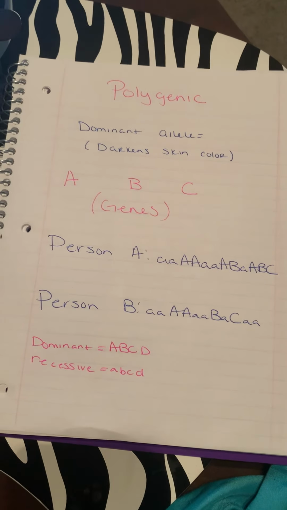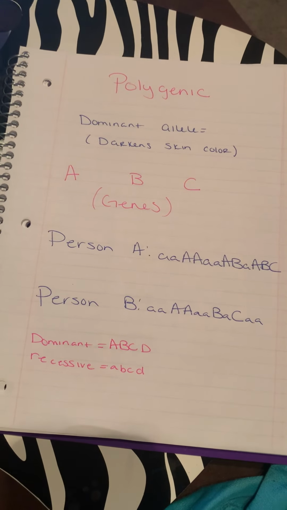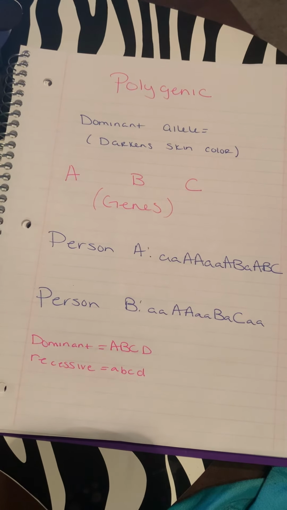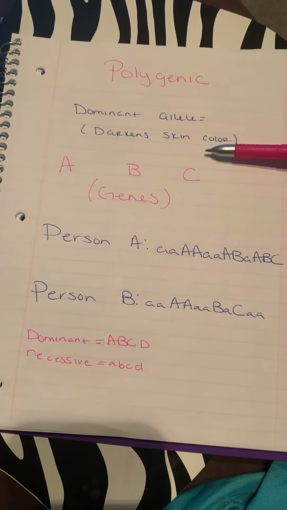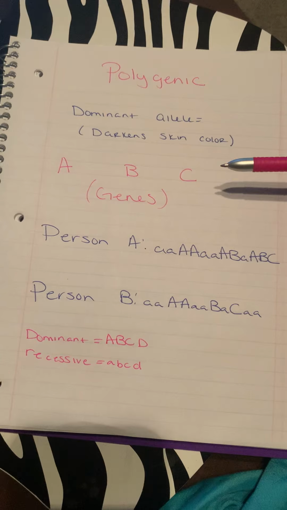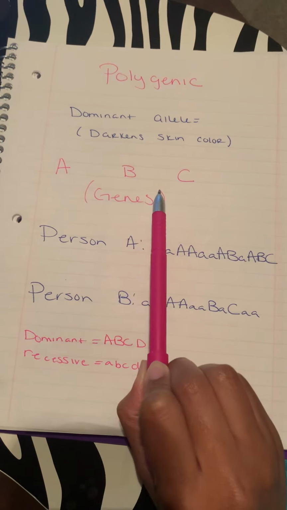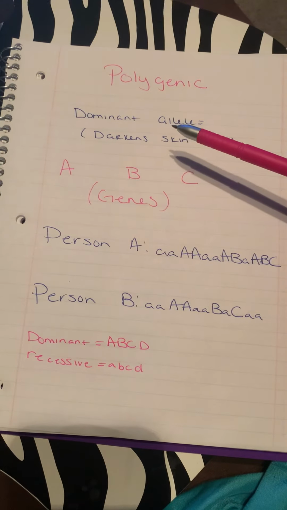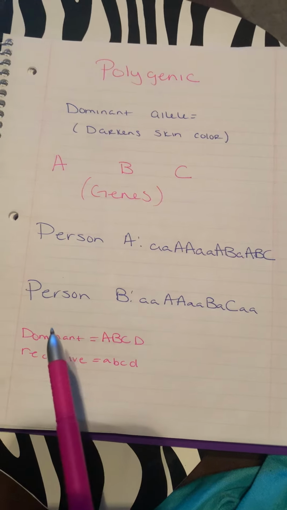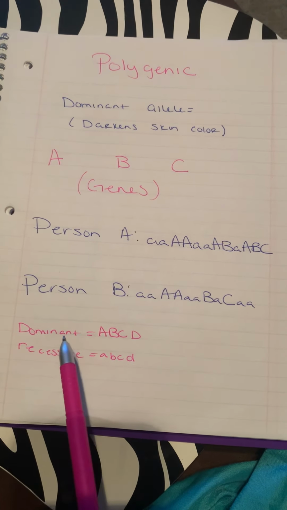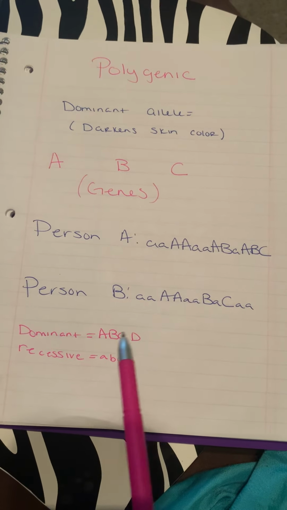But now we have to look at the most important part of this question. It says dominant alleles equals darker skin color. So up here, I put dominant allele darkens the skin color for this problem. So we'll be using genes A, B, and C, and we know that dominant alleles will have darker skin color. So remember, we're going to go back to dominant and recessive. Dominant will be that stronger gene. It's always shown in a capital letter.